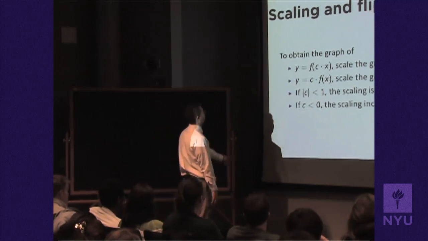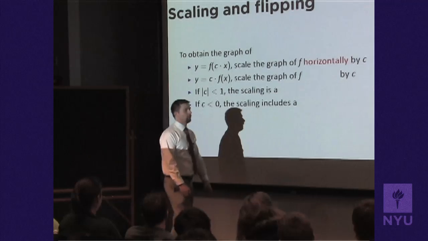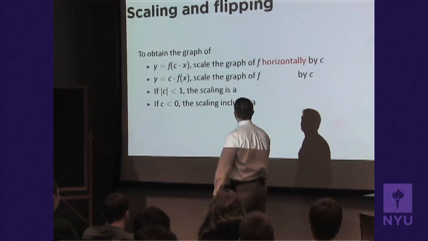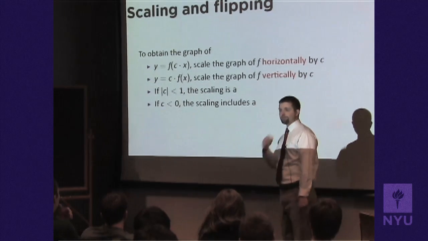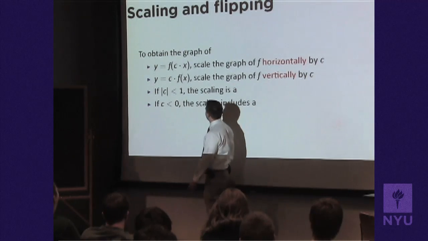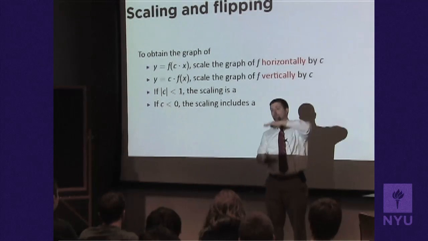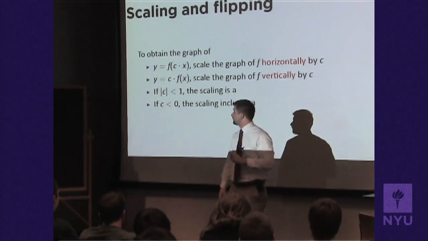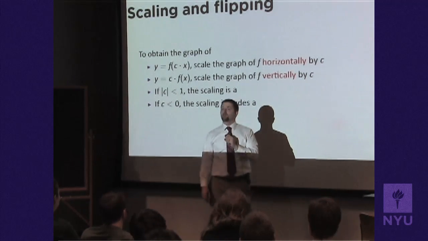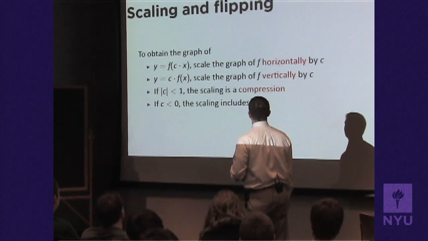So if you have function of constant times x, you scale the graph horizontally by that constant. Okay, if you have constant times f of x, you scale the graph vertically. If the constant you are multiplying by is less than 1, you're going to be stretching in the x direction and compressing in the y direction. If the amount that you are scaling is less than 0, not only are you compressing or stretching, you are flipping. All right, so that's a compression and a flip.